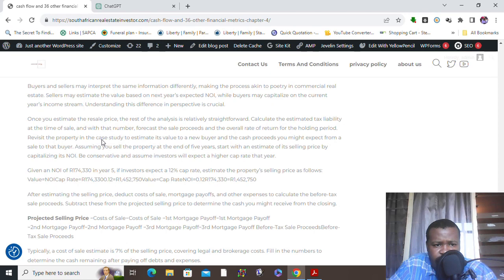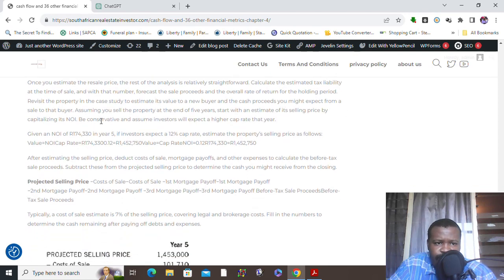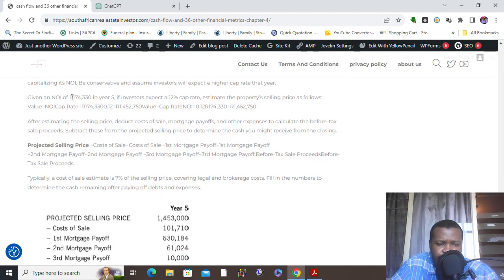Revisit the property in the case study to estimate its value to a new buyer, and the cash proceeds you might expect from a sale, assuming you are the seller of the property at the end of the 5 years. Start with an estimate of its selling price by capitalizing its NOI. Be conservative and assume investors will expect a higher cap rate. Given the NOI of 174,330 in year 5, if investors expect a 12% cap rate, estimate the property selling price as follows.